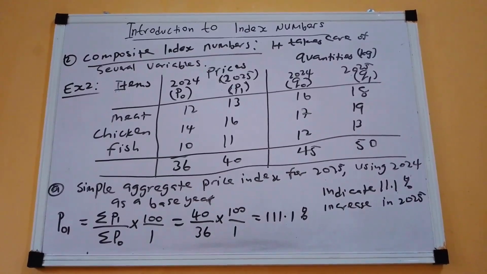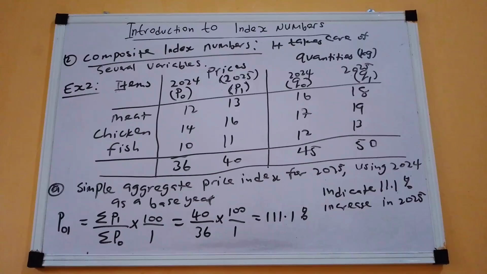So because 111.1% is 11.1% above 100, there is an increase, an 11.1% increase in 2025 for these three commodities: meat, chicken, and fish. So when you see statisticians or economists talking about the prices of foodstuff having gone up, and it is so many percent, it is a 25% increase.